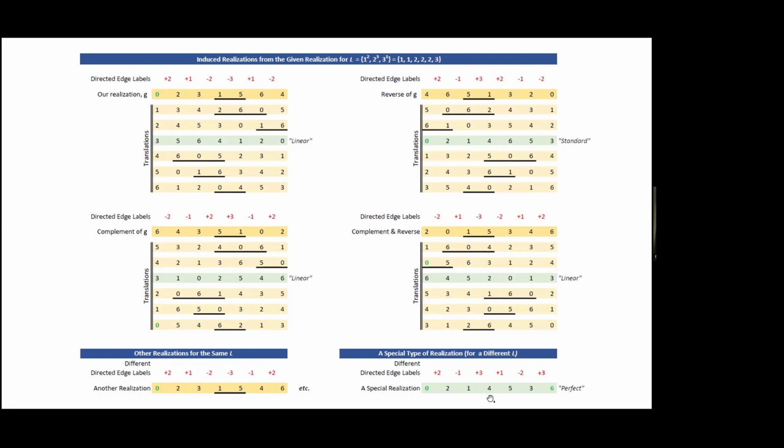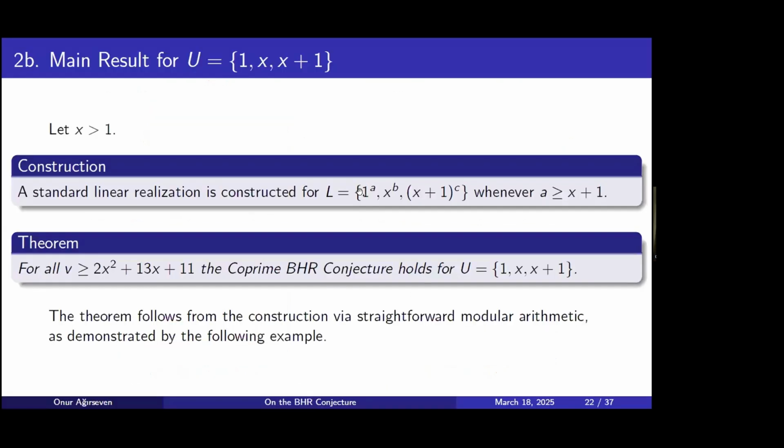For this example, in this corner, I picked a different realization to show you that for some realizations, it is possible to come up with standard linear realizations that start at 0 and end at the higher index. These are very useful because it is possible to add them end to end and use them as building blocks, like Lego blocks almost. And because of that, they are in the literature called perfect linear realizations.